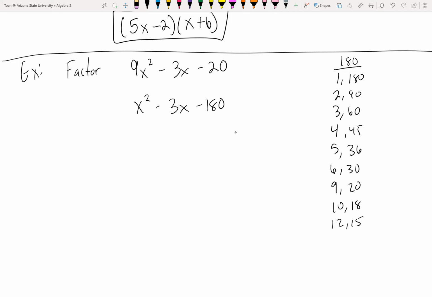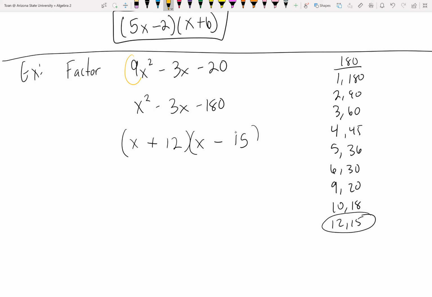So you can see there's pros and cons to this method. The last symbol makes me think of subtract. So which pair subtracts to a 3? That's going to be 12 and 15 here. So that gives me x, x, 12, 15. And I need to make it so that becomes a negative 3 in the middle. So that needs to be a positive 12 and a negative 15.